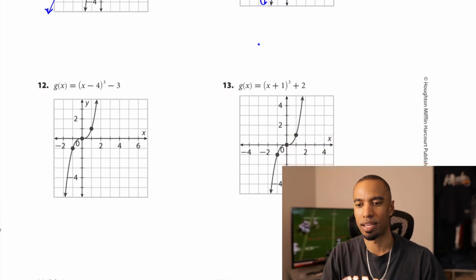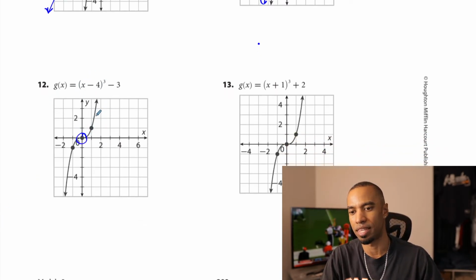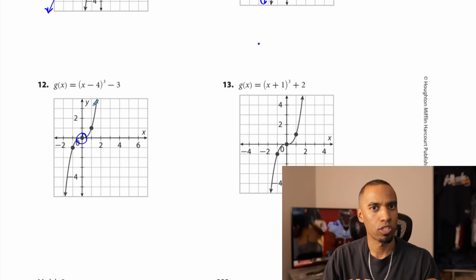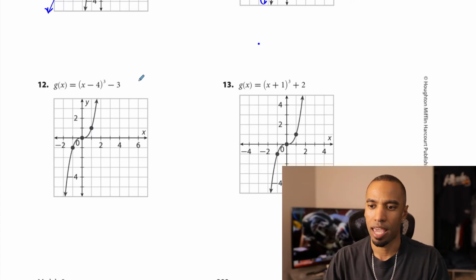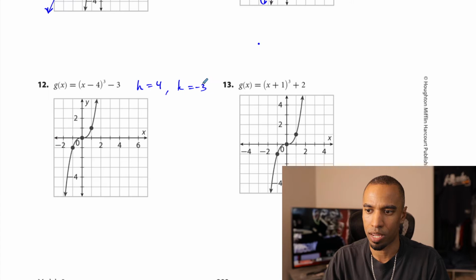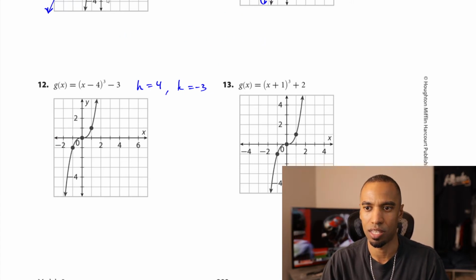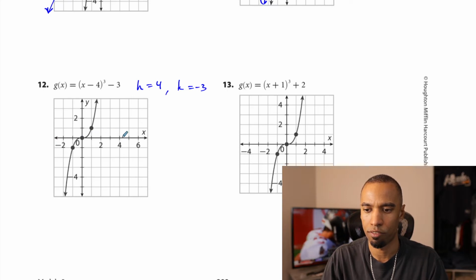Looks like we got some translations to be had here. Now, I like to translate from this point here so I can then do my (1, 1) and (2, 8) as I know I'm supposed to. So let's check this thing out. The h is +4, and the k is -3, which tells me that I'm going to translate this thing 4 units right and 3 units down. So 1, 2, 3, 4, and down 1, 2, 3 like that.